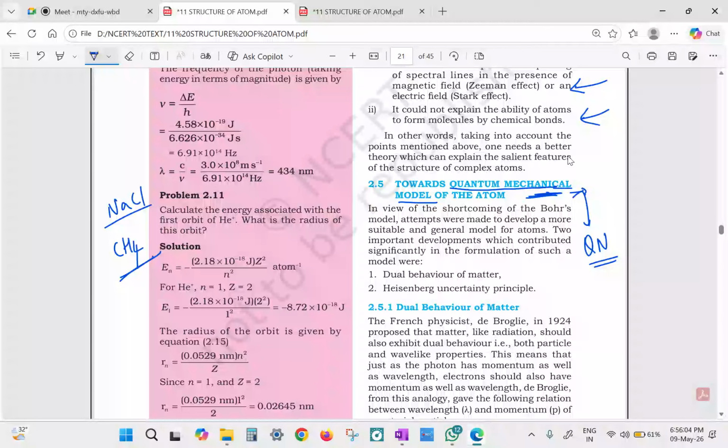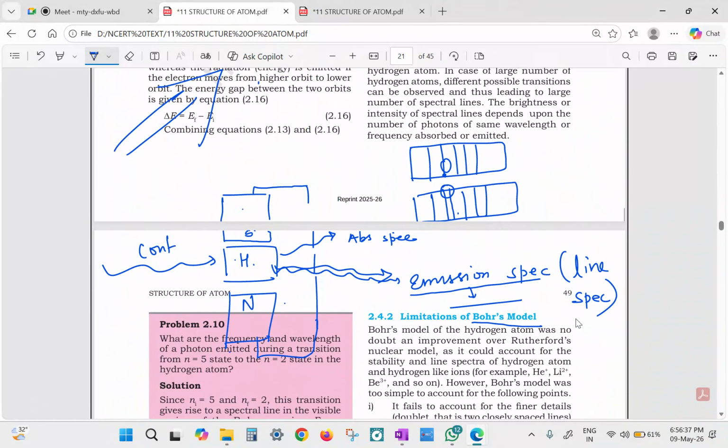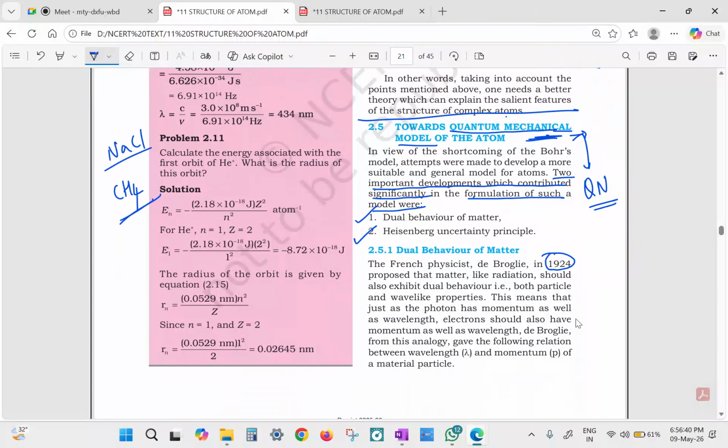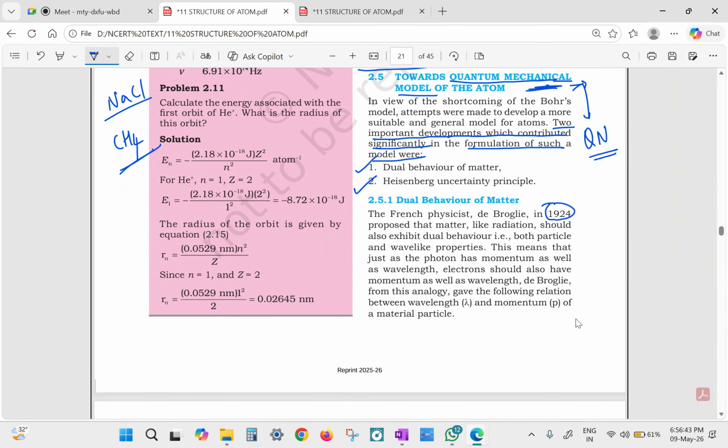What led to the quantum mechanical model was two important developments which contributed significantly to its formulation: the dual behavior of matter and the Heisenberg uncertainty principle. It was much after Bohr's study that the dual behavior of matter came out. It's around 100 years back. Okay, is it clear?